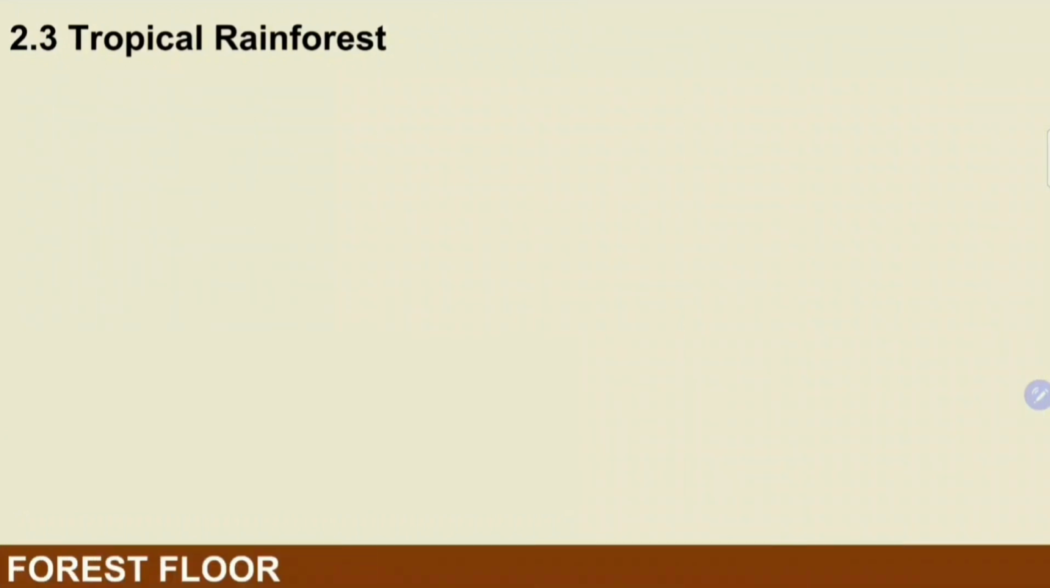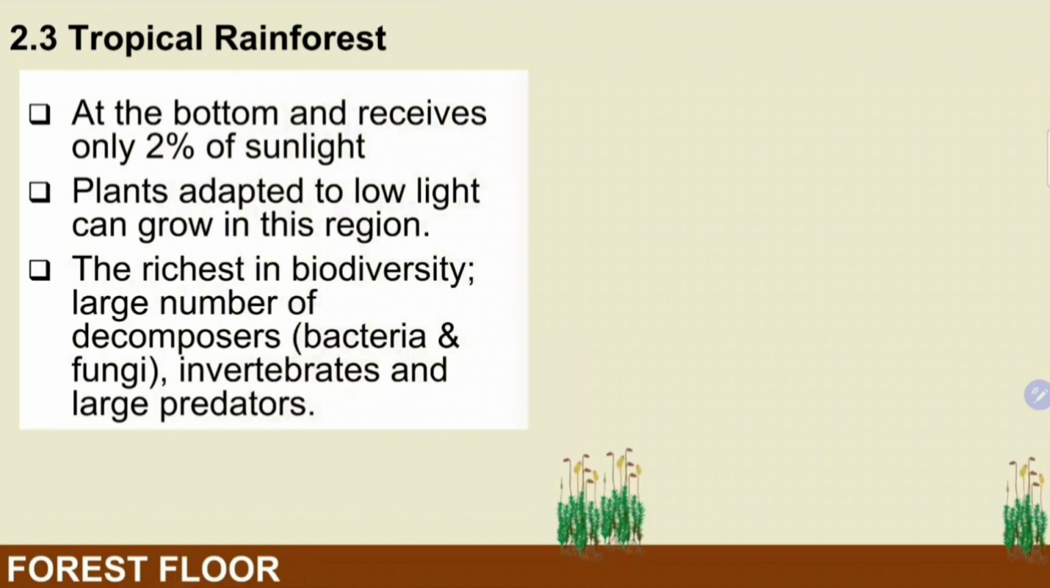First, the forest floor. So in this layer, it is the bottom and receives the least amount of light, which is about only 2%. Plants have to become adapted for it to be able to grow in this region. Next, it is actually the richest in biodiversity. Kenapa? Because they contain large number of decomposers, for example bacteria and fungi, as well as other invertebrates such as earthworms and also large predators.